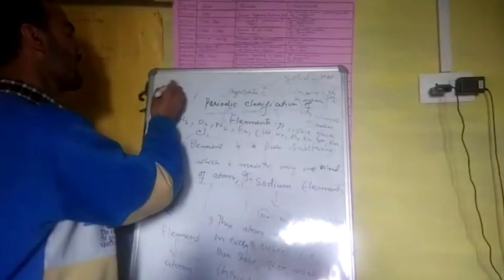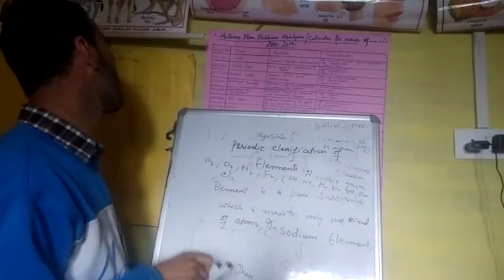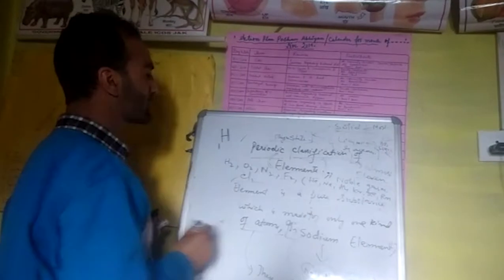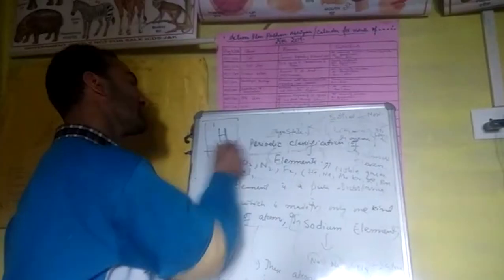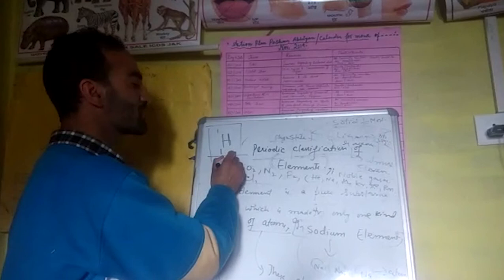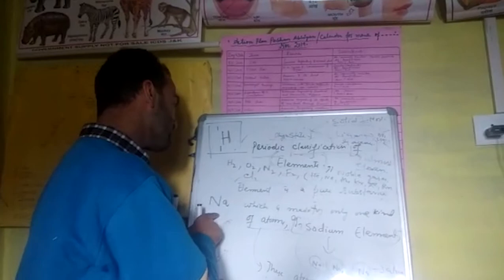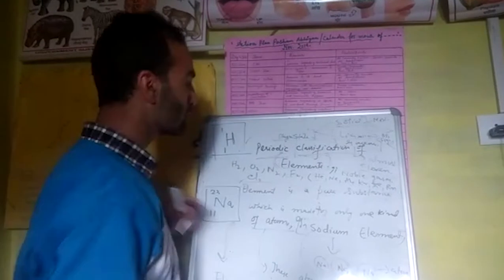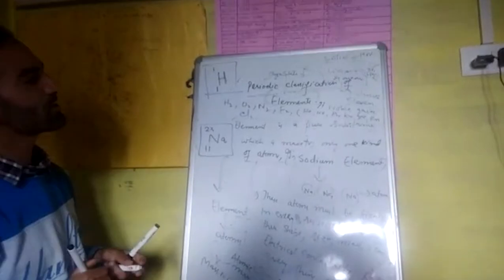For example, suppose hydrogen is represented in the form of symbol H, and 1 is the atomic number and 1 is its mass number. This is the representation of the atom of the element hydrogen. And this is the representation of the atom of the sodium element, 11 and 23. This is how we are going to represent the element.